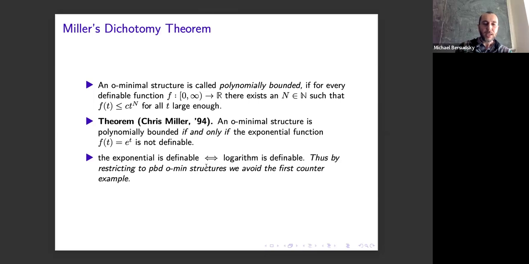And okay, so as we said, if something is definable, then the inverse will also be definable. So here, if we restrict ourselves to polynomially bounded o-minimal structures, then we will not have the first counterexample. So this will be our setup from now on. Our structures are just polynomially bounded.